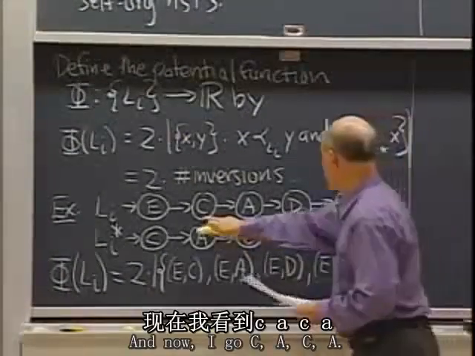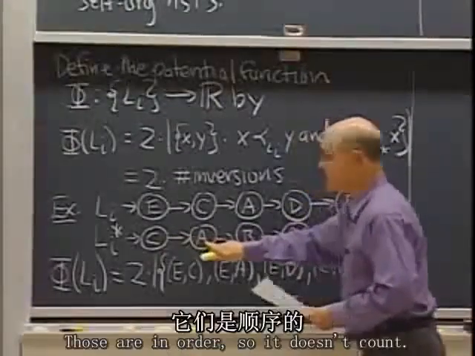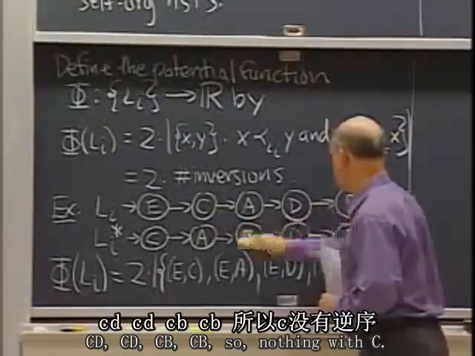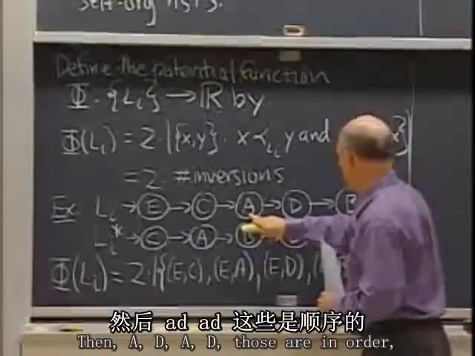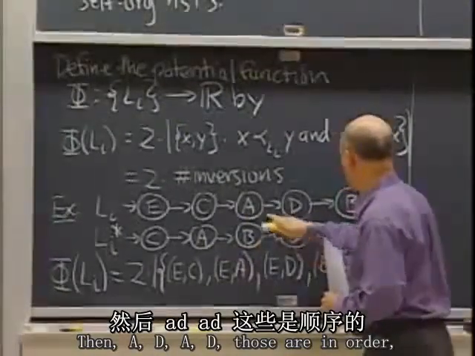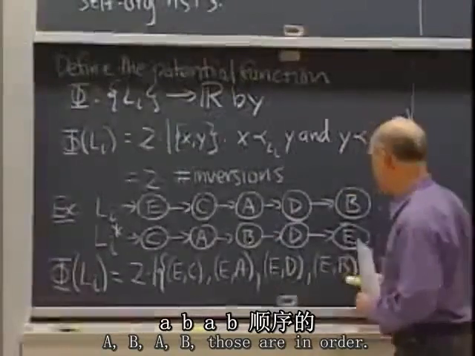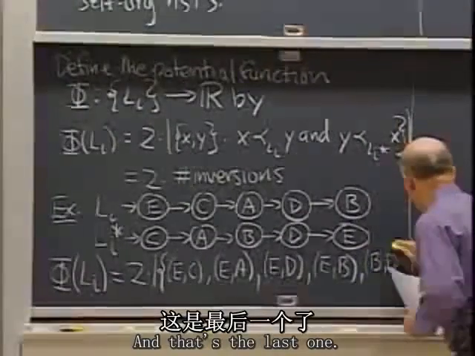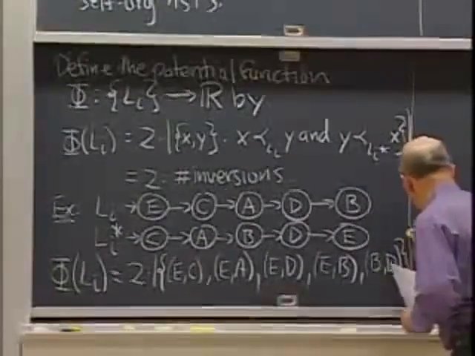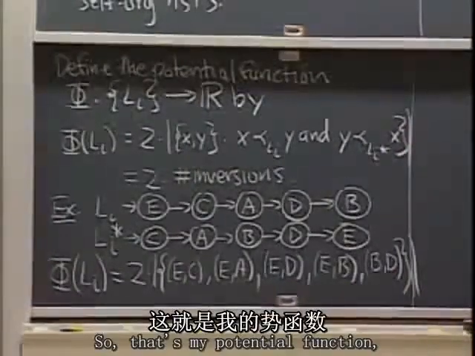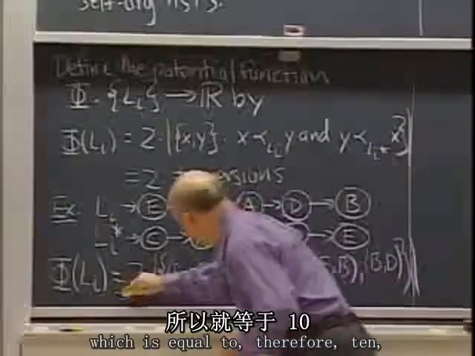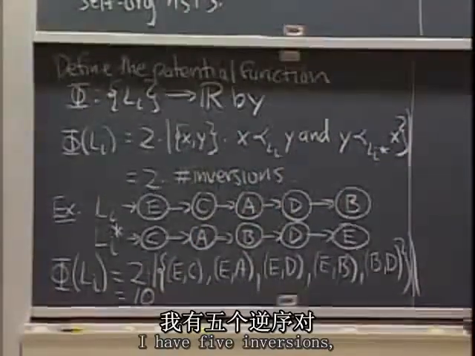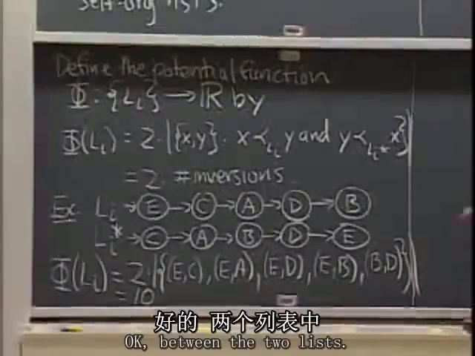And now I go CA, CA. Those are in order, so it doesn't count. CD, CD, CB, CB, so nothing with C. Then AD, AD, those are in order. AB, AB, those are in order. So then DB, BD, so BD. And that's the last one. So that's my potential function, which is equal to, therefore, 10, because the cardinality of the set is 5. I have 5 inversions between the two lists.